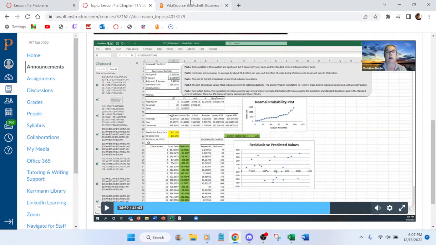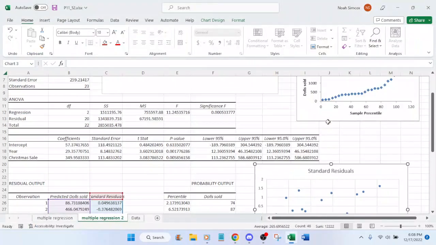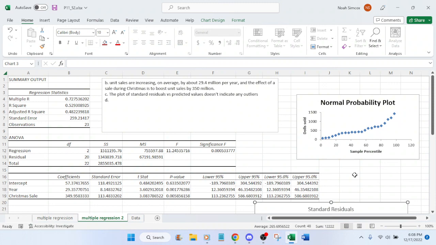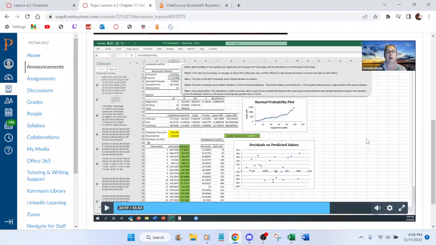And what is part D? Is heteroscedasticity or autocorrelation of residuals a problem? Let me just guess from looking at this. Heteroscedasticity would show some kind of pattern here, wouldn't it? I don't see a pattern here. But autocorrelation we need to test for, I think. Having said that, it was a significant model.